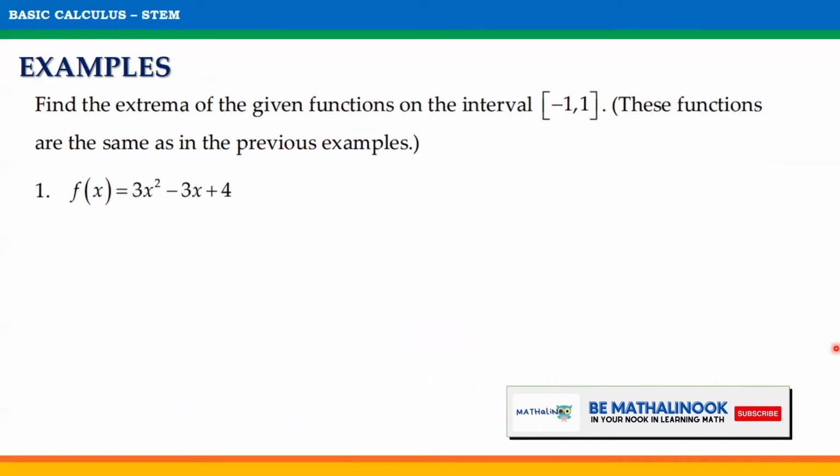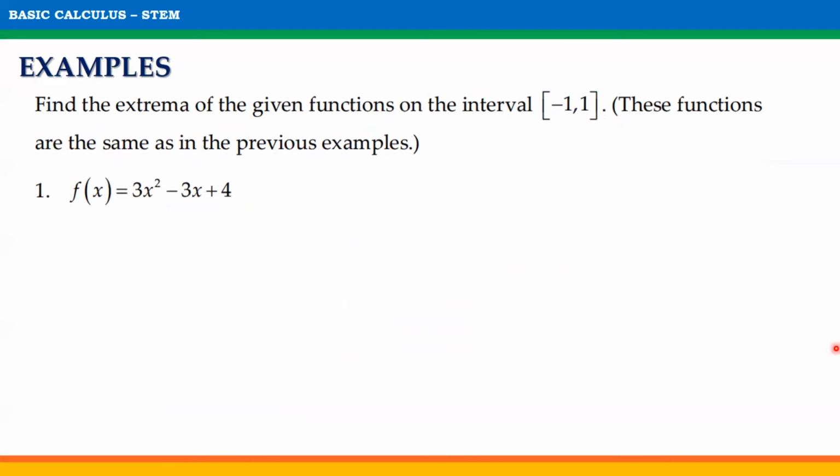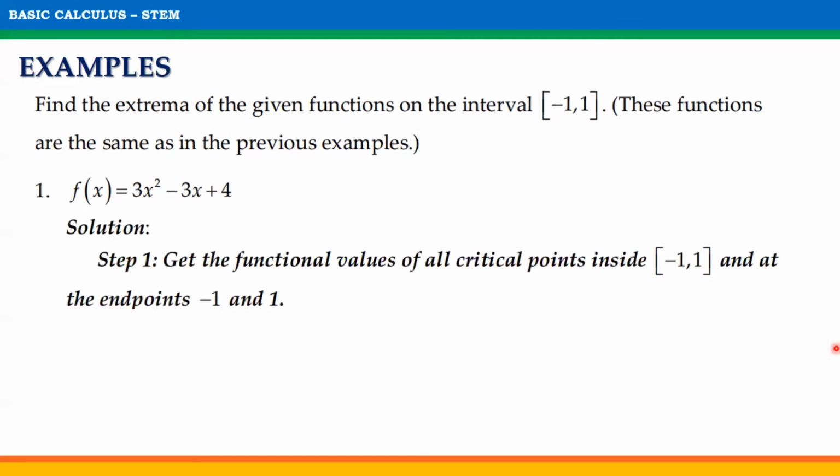Let us take some examples. Find the extrema of the given functions on the interval -1, 1. Note that these functions are the same as the previous examples. Moreover, in finding the extrema of these functions, we will be showing some steps that you can follow. So let us take the example, f of x equals 3x squared minus 3x plus 4.